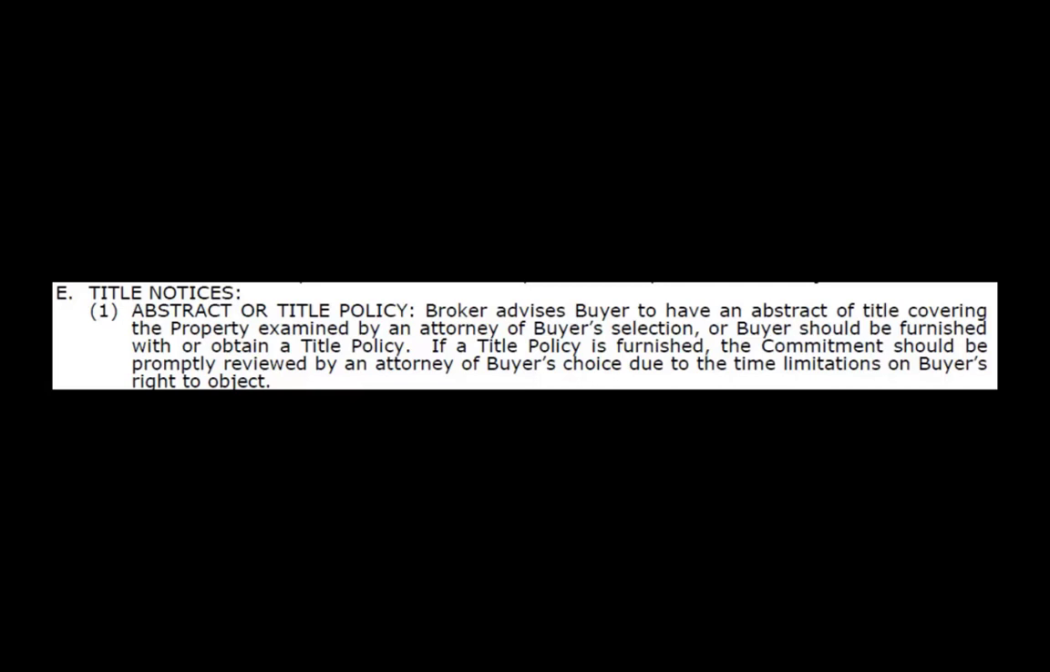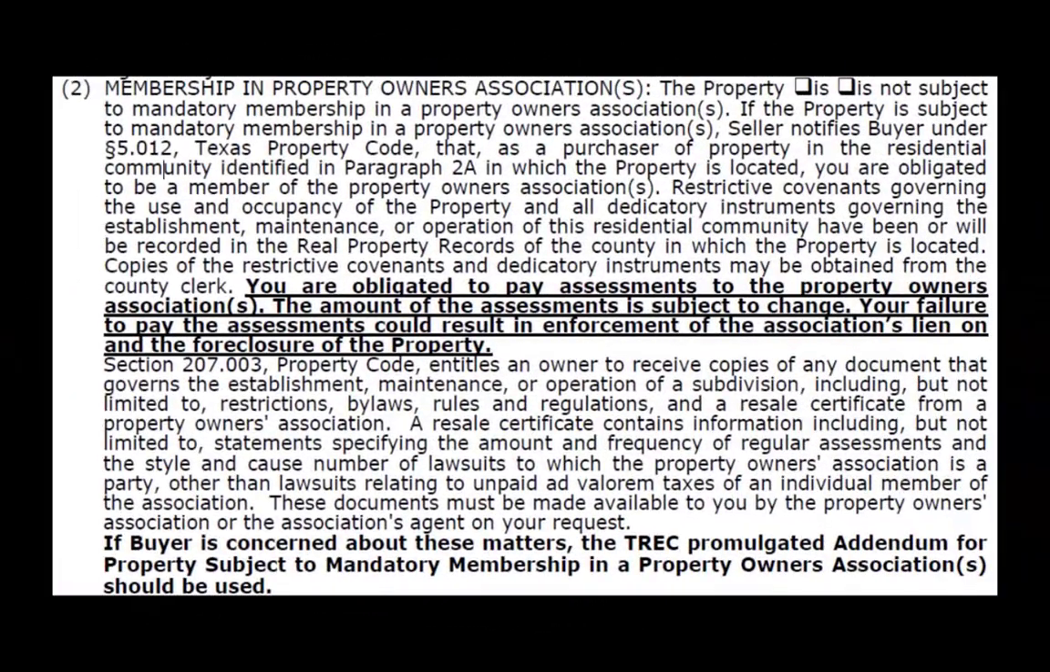All right, so let's go. Number 1, abstract or title policy. This is something I learned about in real estate school. As a licensee, I'm supposed to recommend to every client that they get an abstract or a title search or a title policy, and if I don't, then I get in big trouble. Well, thank goodness TREC just made it standard print in their contract here. If you're not using a TREC contract, though, you need to make sure that you're recommending that your client get a title policy.